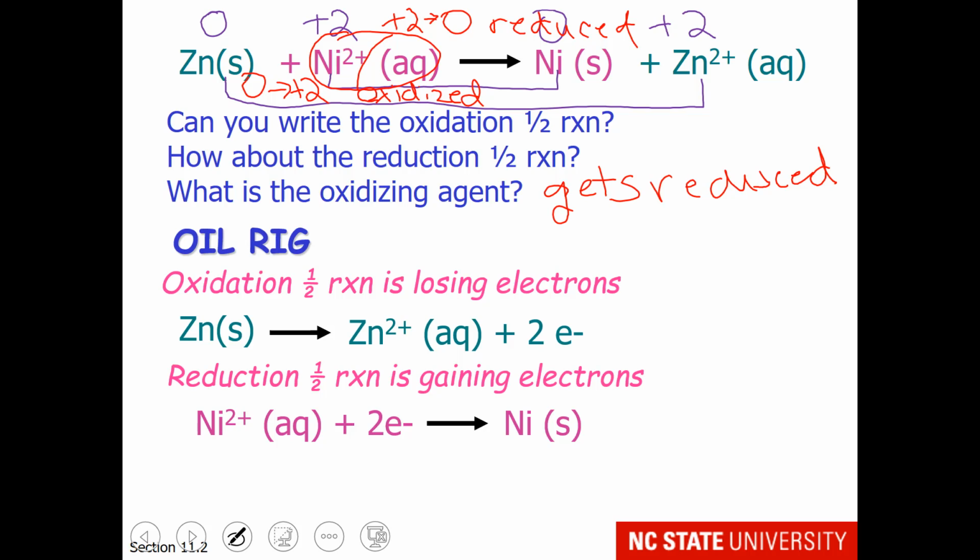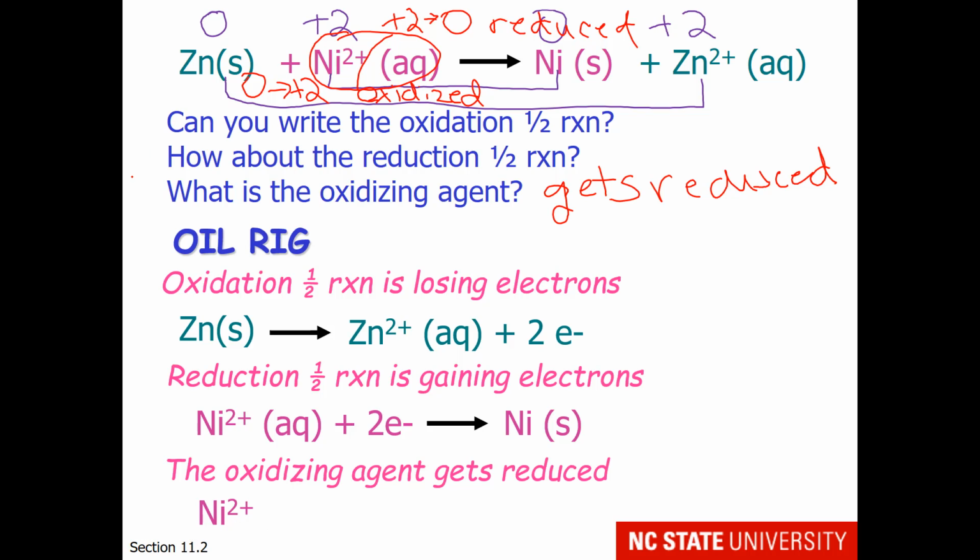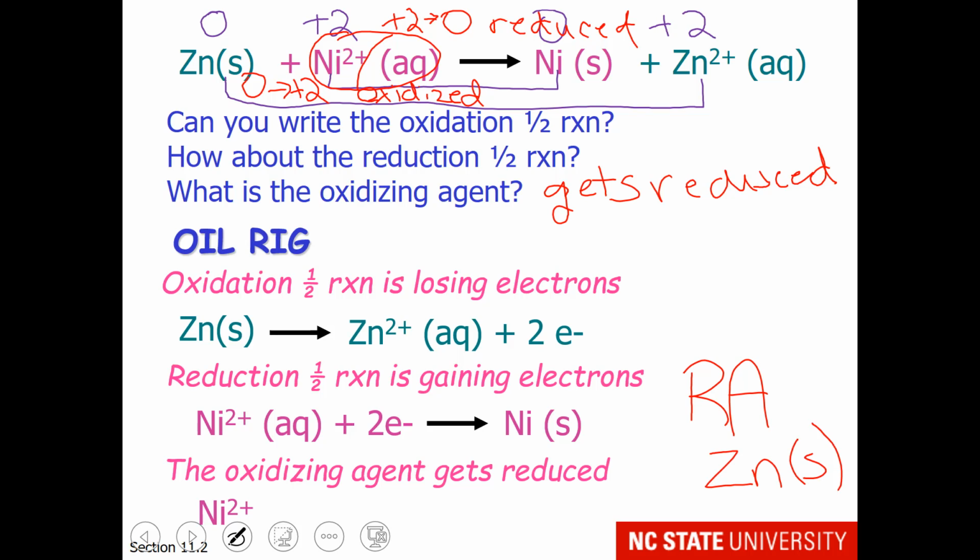So remember, the oxidizing agent is named for what it does to the other substance in the reaction. So the oxidizing agent gets reduced, and our answer is nickel 2 plus. And of course, if we were asked who is the reducing agent, that would be the zinc solid. Remember that both agents need to be reactants.